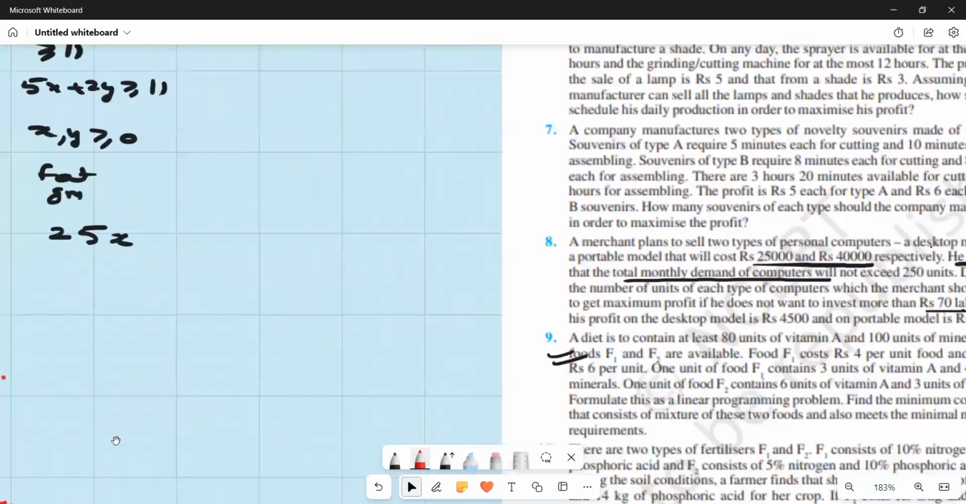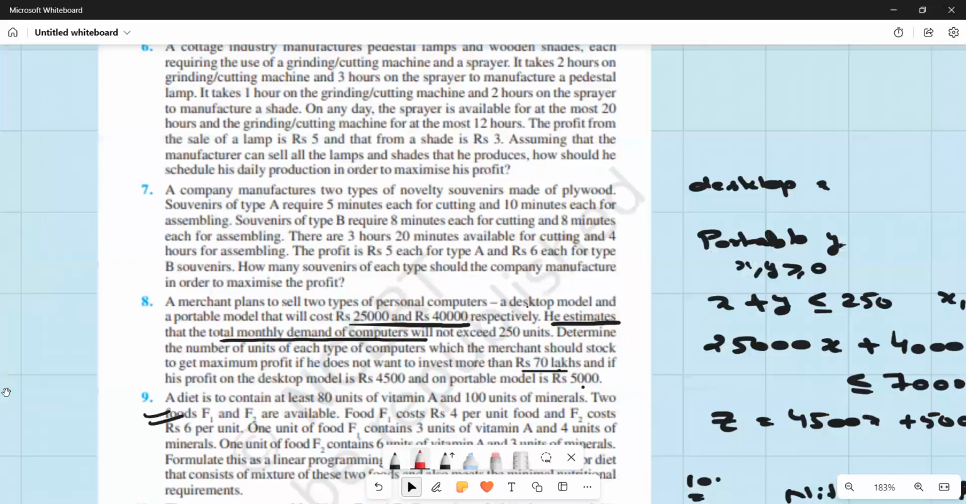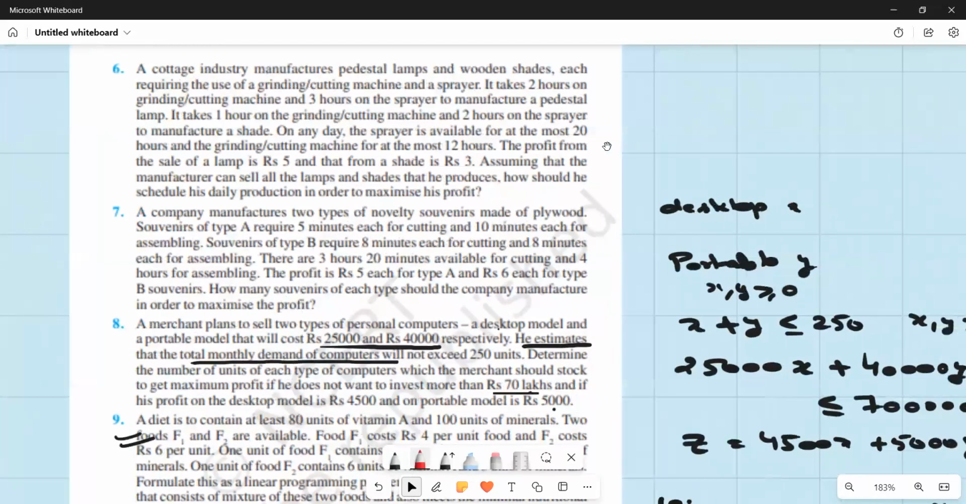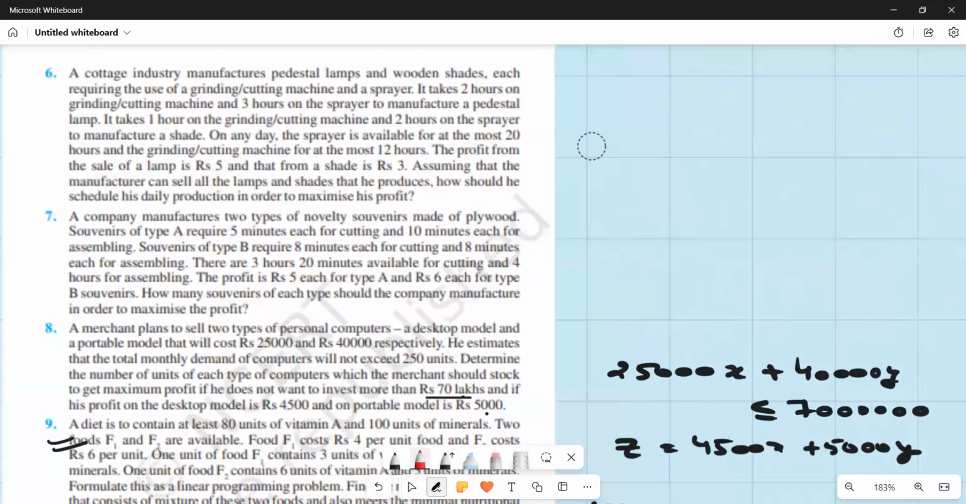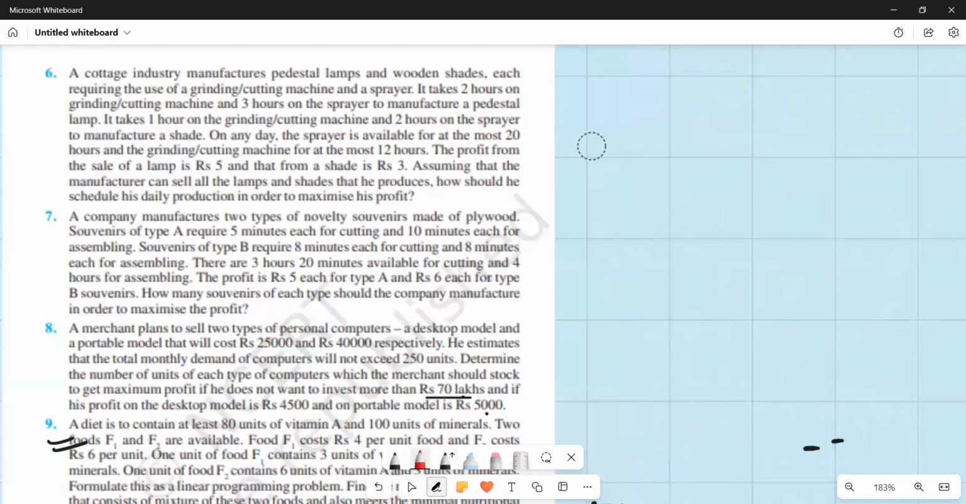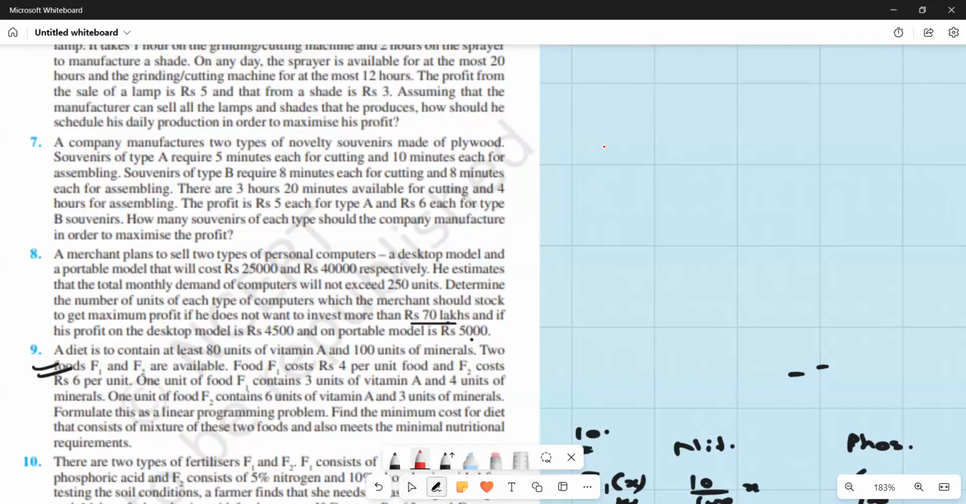Next one is question number 6. Question number 6 is a cottage industry manufacture pedestal lamp, and I think this is the same as the previous one. So you can try this question by yourself. We have tried 2 or 3 questions, so you can try it. If there is any doubt, you can ask me. Next, question number 7. There are 5 minutes of cutting, 10 minutes of assembling. So this is also the same type we have done of the screws. So please try this also.